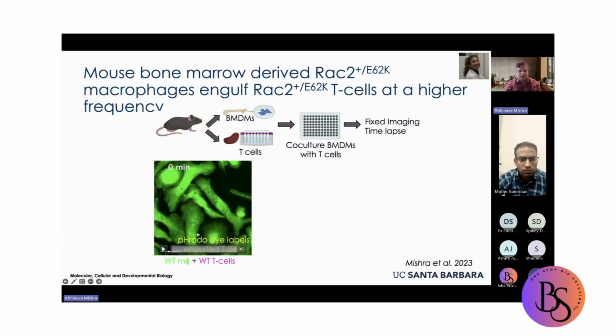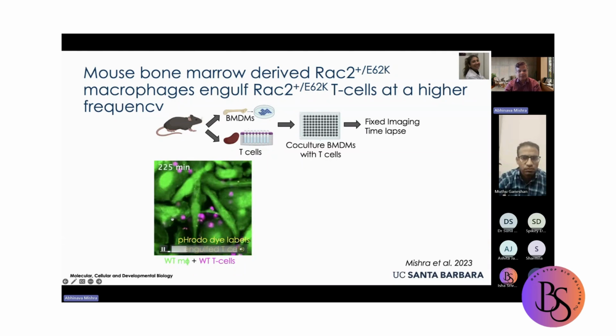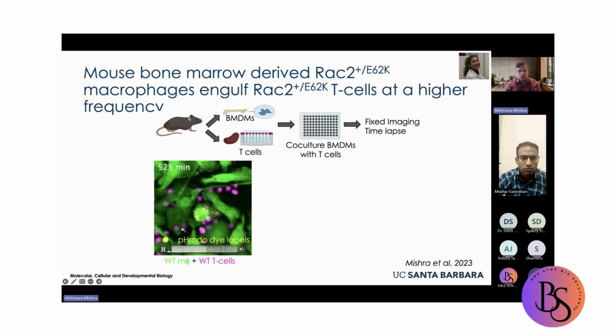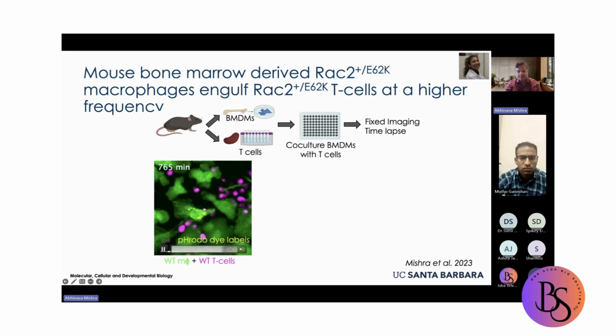And we also labeled the T cells with a pH-sensitive dye so that once they are engulfed inside of a green macrophage, you can see a yellow signal. And what you're seeing here is occasionally those macrophages in the wild-type macrophages will have some engulfment that is evident by this yellow signal here.